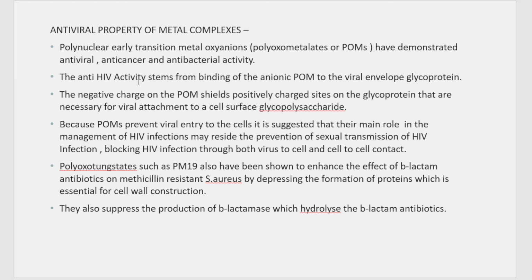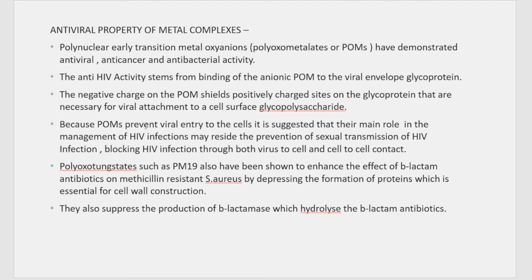And the anti-HIV activity stems from the binding of this anionic POM to the viral envelope glycoprotein. So these POMs bind to the envelope of the glycoprotein. What happens because of their binding? The negative charge on the POMs shields the charged sites of the glycoproteins where the virus will come and attach. That part of the glycoprotein where the virus will attach is shielded by the attachment of this POM.